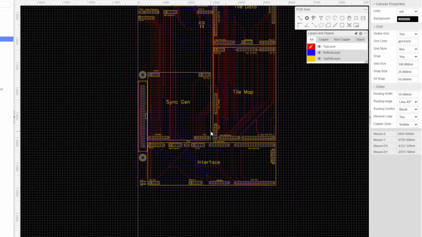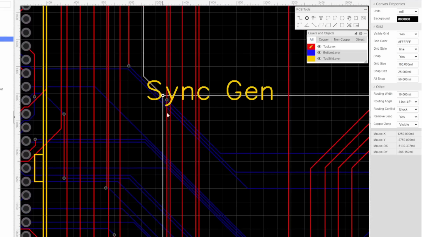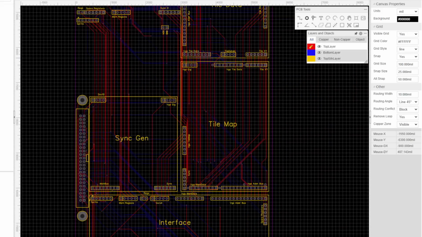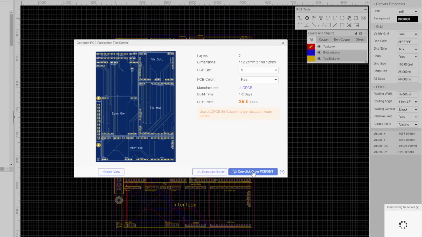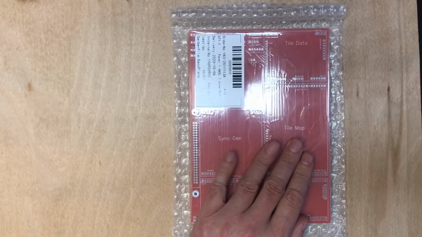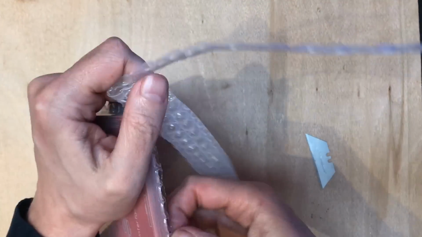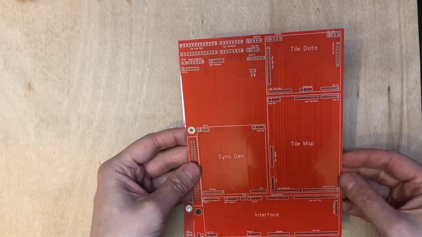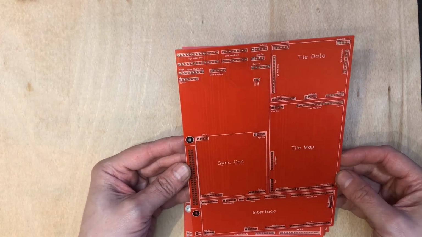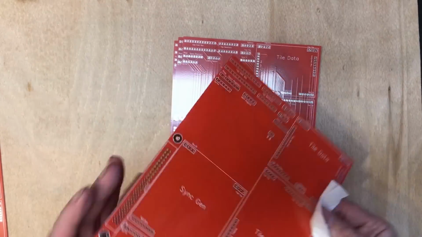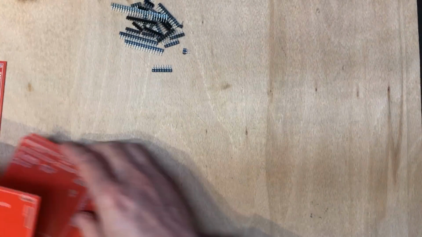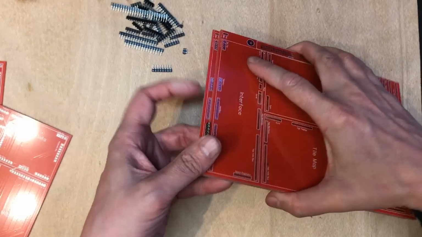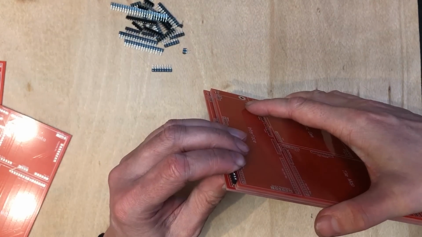Right, so this routing is not particularly pretty, but it claims to be complete. Let's give that a go. This is going to be quite the space saver. I'm trying to work out how to hold these nice and vertical while I solder them.